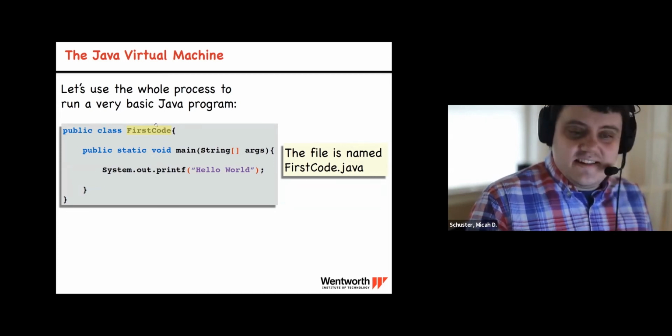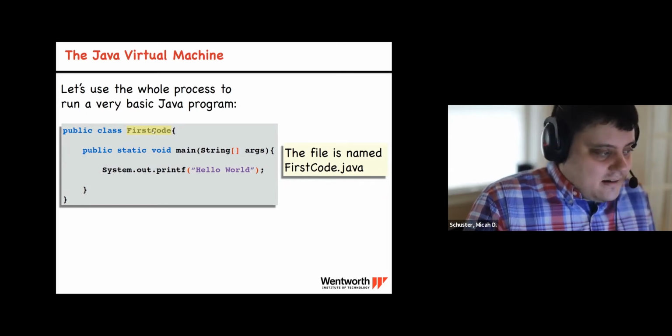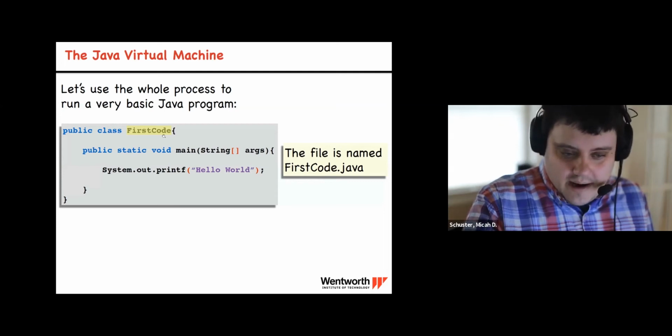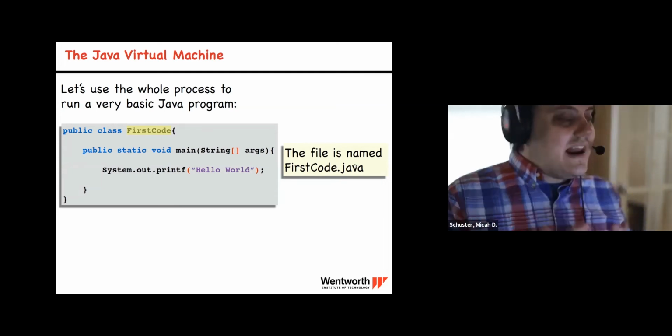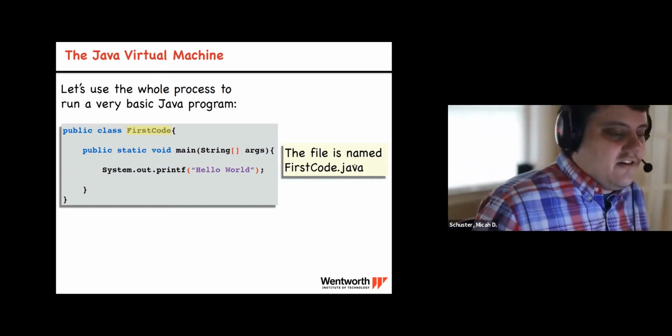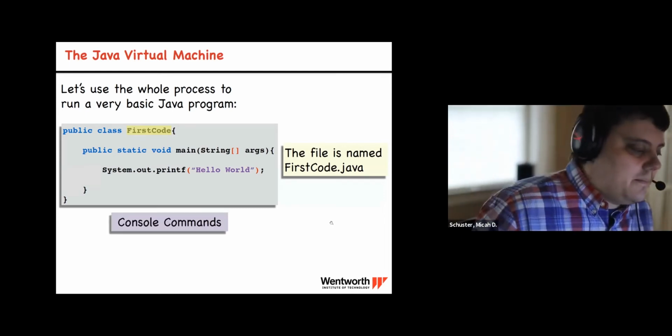So the actual file on your computer needs to be named that, whatever is here, with all of the correct capitalization, .java. So when you create a new file in Java, you want to name it the same as what you intend for this name to be here, the highlighted version of the name.